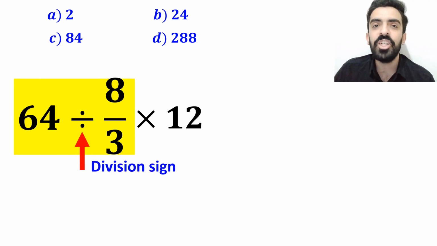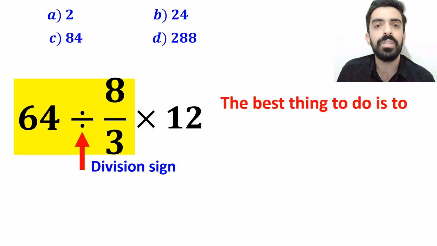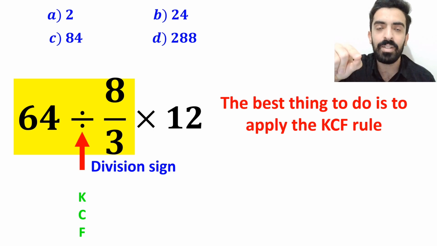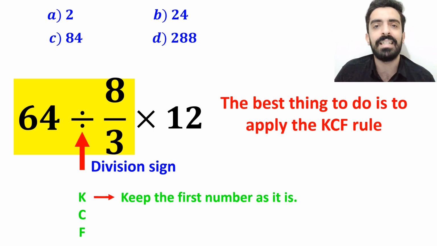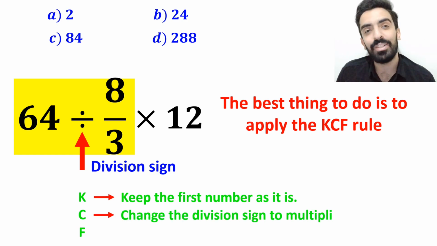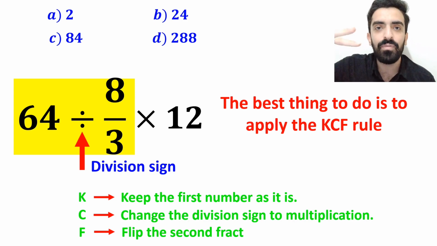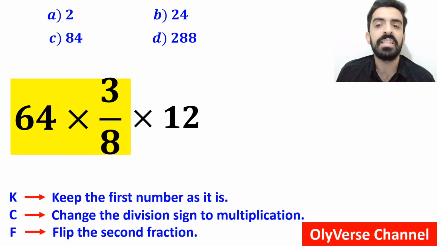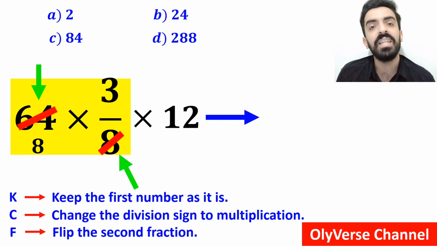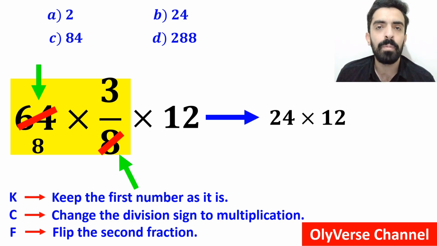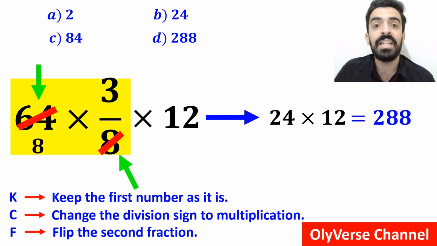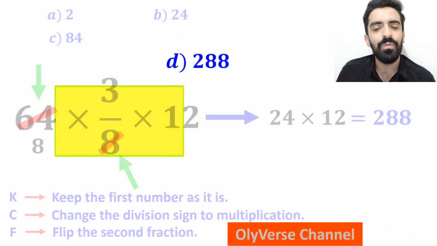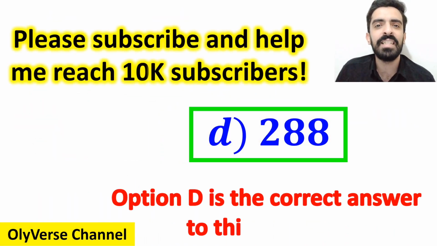Okay, whenever we see a division sign between two terms, the best thing to do is to apply the KCF rule. In this rule, K stands for keep the first number as it is, C stands for change the division sign to multiplication, and F stands for flip the second fraction. So, we remove the highlighted part and write this expression as 64 multiplied by 3 over 8. Now, we can easily simplify the number 64 with the 8 in the denominator, and instead of this expression, we can write 24 multiplied by 12, which finally gives us the answer 288. Therefore, option D is the correct answer to this question.